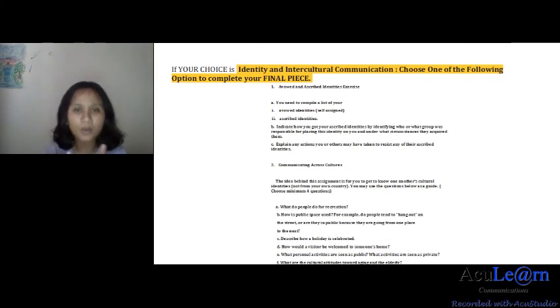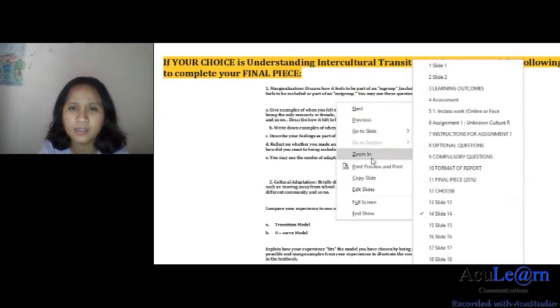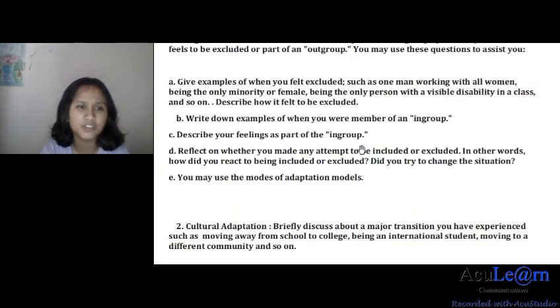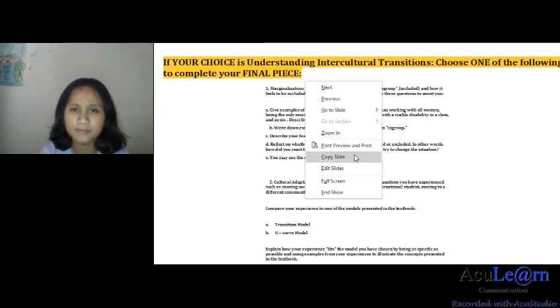The second one will be communicating across cultures. The idea behind the assignment is to get you to know one another's culture and identity. There are questions as a guide right there, which you can use for your report. And if your choice is number two, intercultural transition, you have here marginalization, how it feels to be in an out-group. The second one is cultural adaptation.